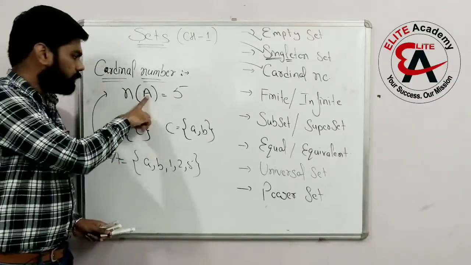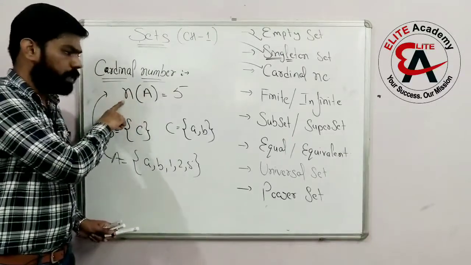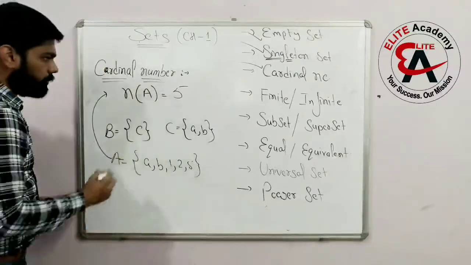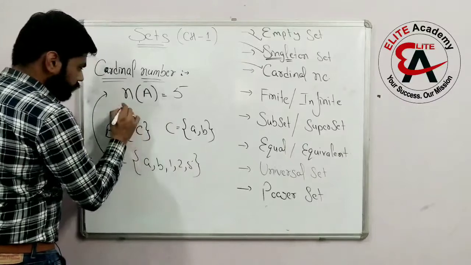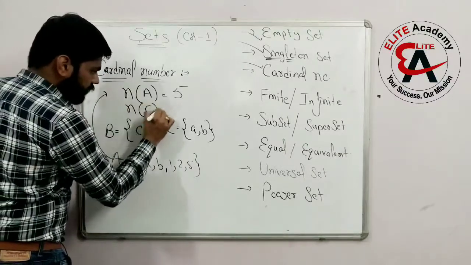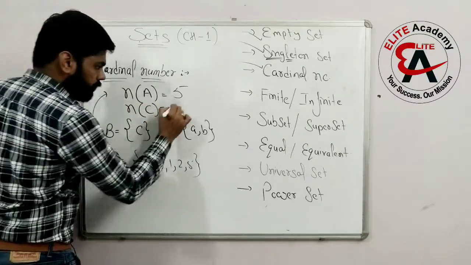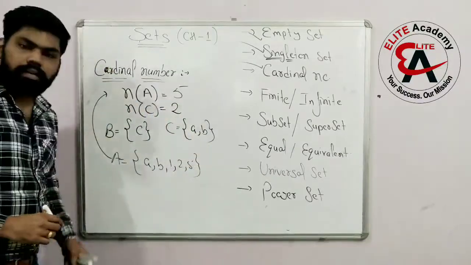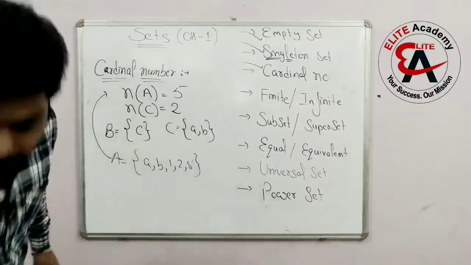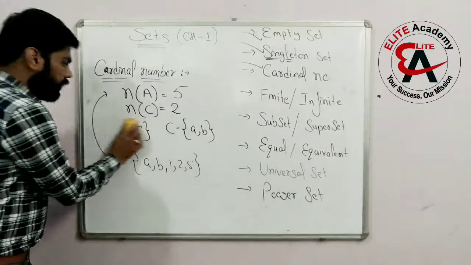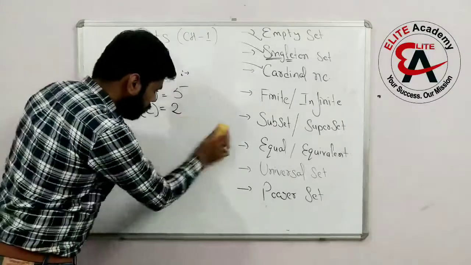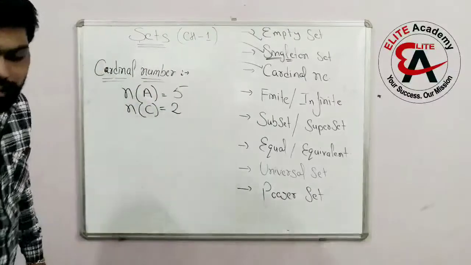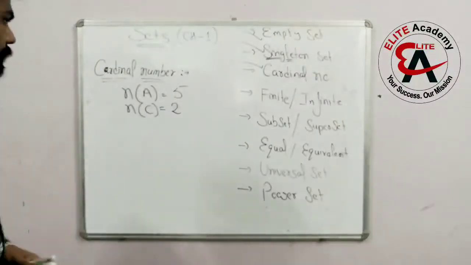In the bracket is the name of the set, and before it is a small n. Small n will be representing the number of elements. For example, if I'm saying number of elements in C, it is equal to 2, because we have 2. So the cardinal number is also 2. Is that clear or not? What is cardinal number? It is the number of elements in that particular set.